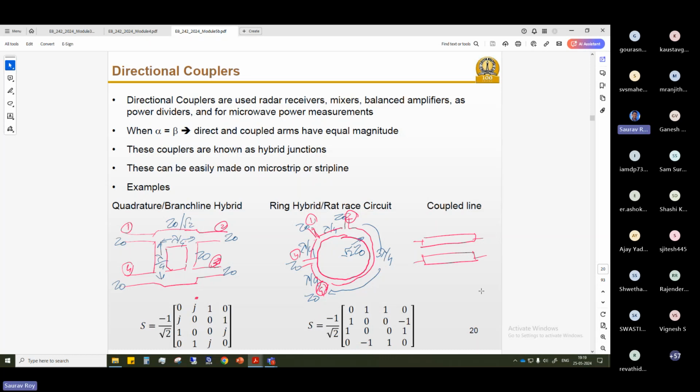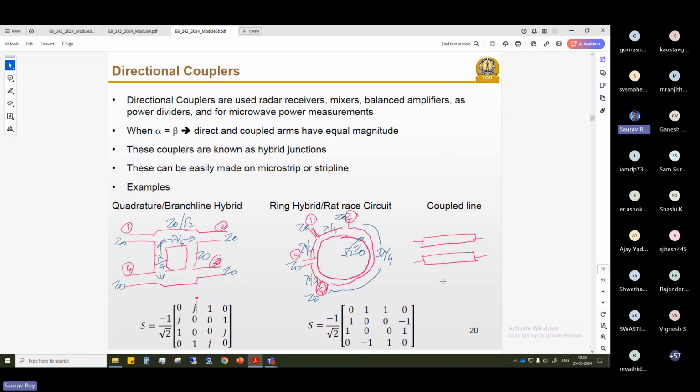So basically, if you give the same power in port 2 and 3, you will get in port 1 the sum, P2 plus P3, and at port 4 you will get P2 minus P3. So you will have a sum and difference between the powers. In the same network, you can do a power division, power addition, as well as power subtraction. This is called a power coupler.